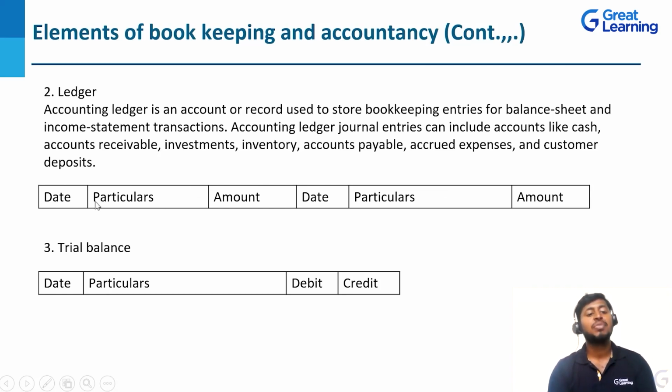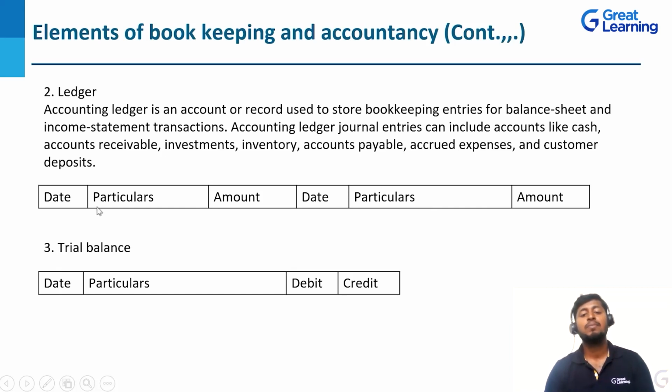This is the format for a ledger account: date, particulars, amount, date, particulars, amount. So this is the debit side and this is the credit side. On the top of this we are going to write cash account. For example, if we are maintaining an investments account, inventory account, accounts payable, accounts receivable, like that, individual accounts we are going to maintain in the ledger account. So for example cash, all your cash inflows to the organization we are going to maintain at the debit side, and all your cash outflows we are going to record at the credit side.